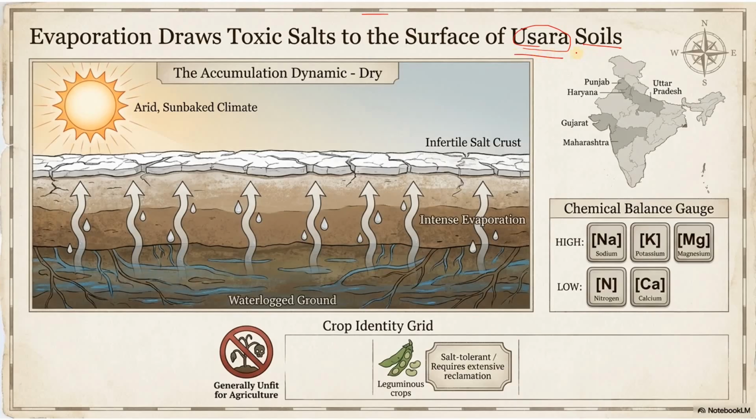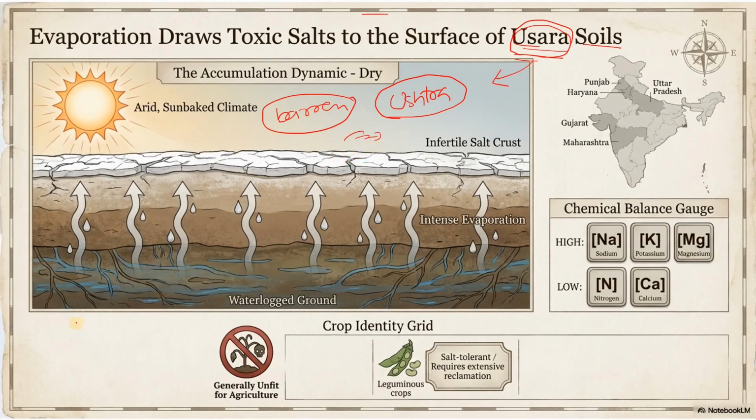so talking about Usara soils, the name Usara has been derived from the Sanskrit word Ushtra, which means sterile or barren. Okay, so what is the meaning of barren? What we call banjar in Hindi. Okay, so in the ICAR classification, Usara refers to a saline or alkaline soil.